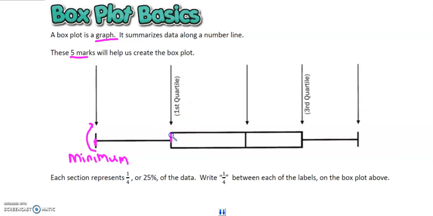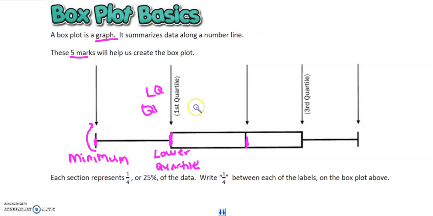The next hash mark, the second one, is going to be called the lower quartile. And that's also known as Q1 or LQ, lower quartile or quartile 1. Either one of those will work.